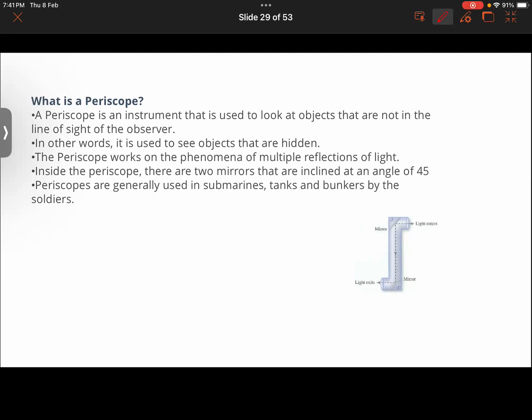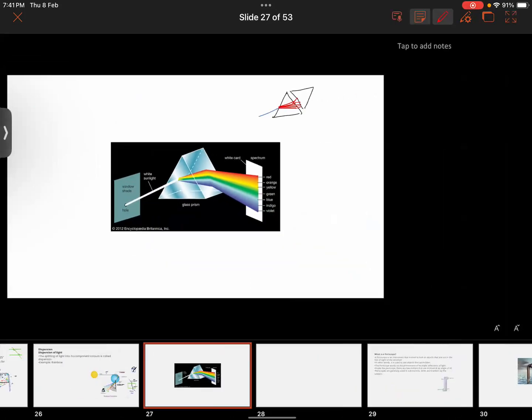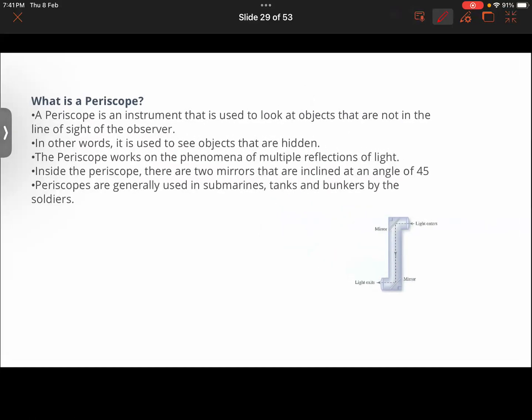Okay. So periscope is working on the principle of multiple reflections. Moaz, you were present in the previous class, right? So we had already studied about the concept of multiple reflection. So just for revision, quickly do tell me what is the formula required to find the number of images formed between two plane mirrors which are inclined to each other.